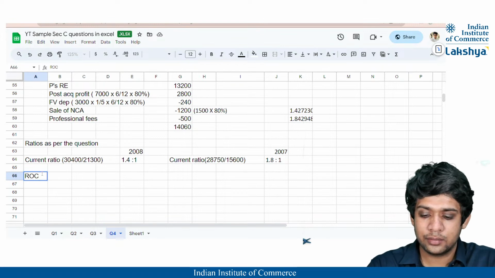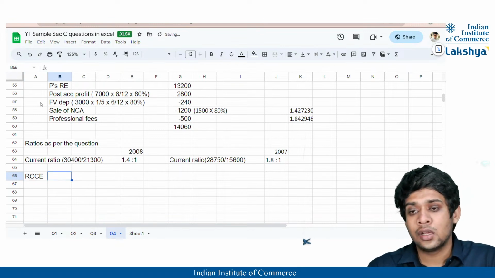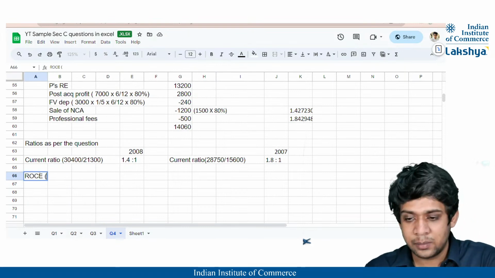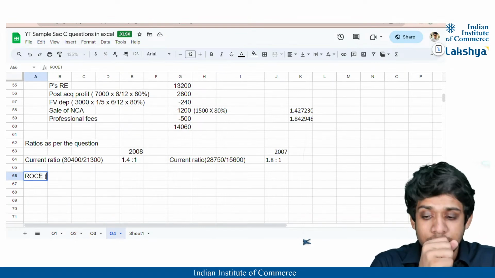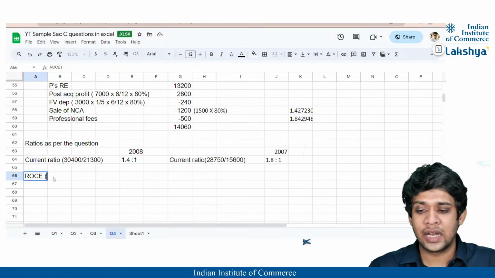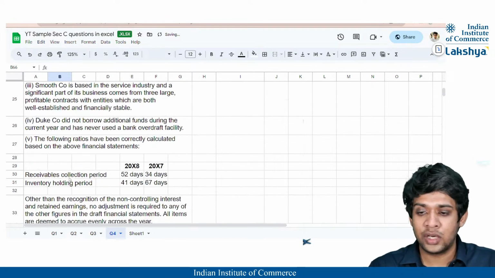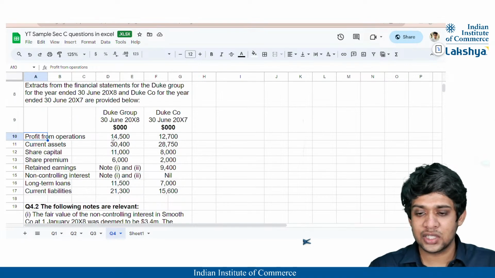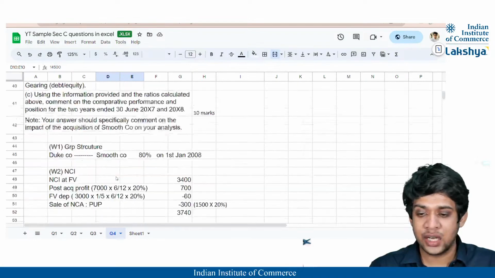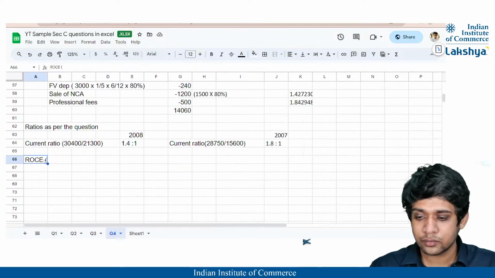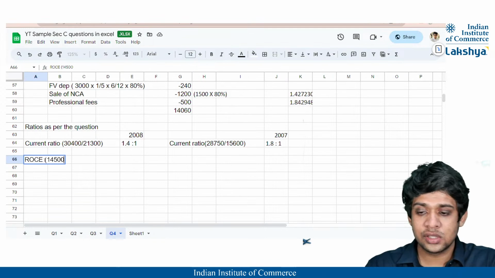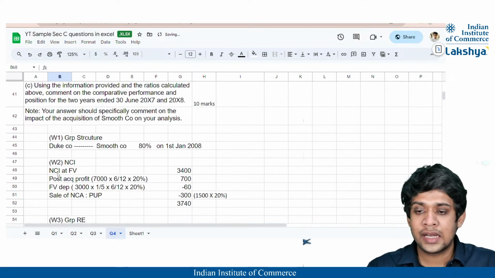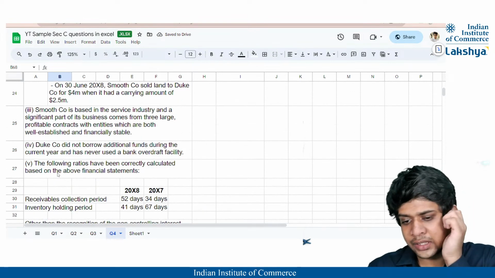रिटर्न ऑन कैपिटल एम्प्लॉयड। ठीक है, तो रिटर्न ऑन कैपिटल एम्प्लॉयड का कितना होगा 2008 का? 2008 में सब्सिडरी को एक्वायर किया है, डोंट फॉरगेट दैट। ठीक है, पहले तो प्रॉफिट बिफोर इंटरेस्ट एंड टैक्स, मेरा प्रॉफिट फ्रॉम ऑपरेशंस 14,500 दिया हुआ, राइट? सो ये हो गया 14,500 डिवाइड बाय कैपिटल एम्प्लॉयड। कैपिटल एम्प्लॉयड हम लोग कैसे कैलकुलेट कर सकते हैं?